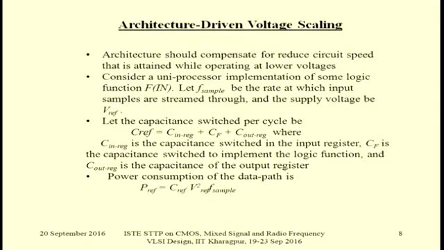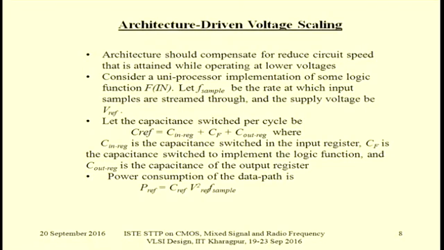Now we come to architecture driven voltage scaling. It is a major role of the architecture that it should compensate for reduced circuit speed. So speed cannot be allowed to go down. That means maintain a basic throughput, but you need to bring down the power supply voltage. So how can we manage? Of course, what is coming into your mind, you are right, is to go for parallelism and pipelining. We are discussing that.